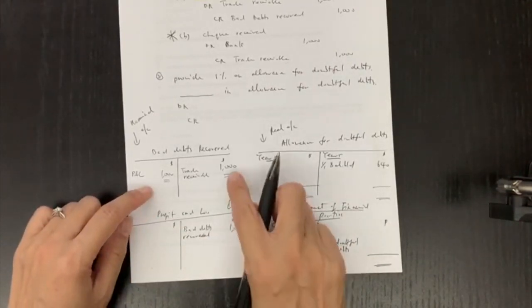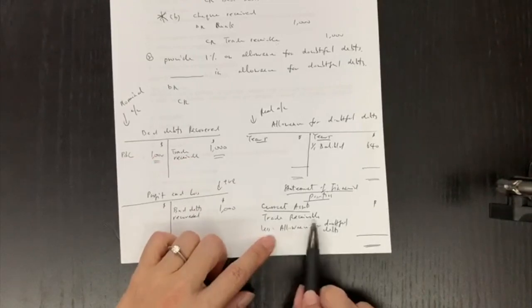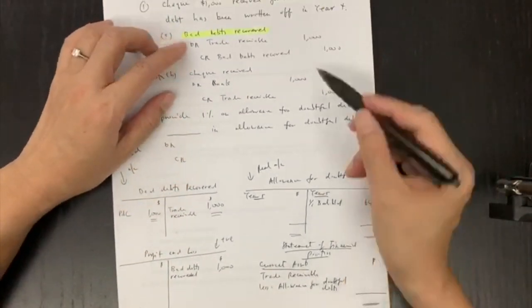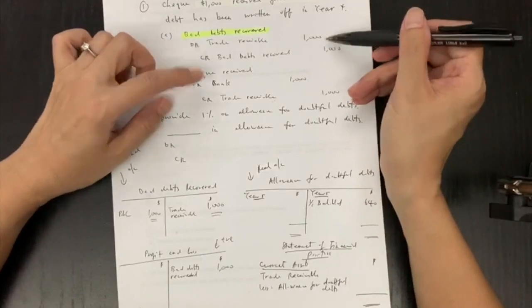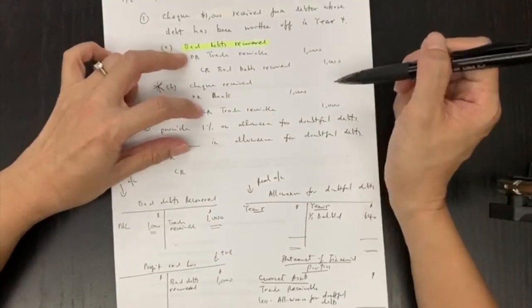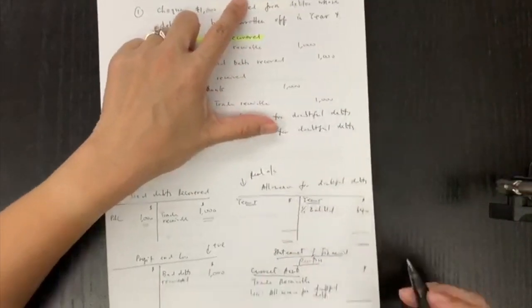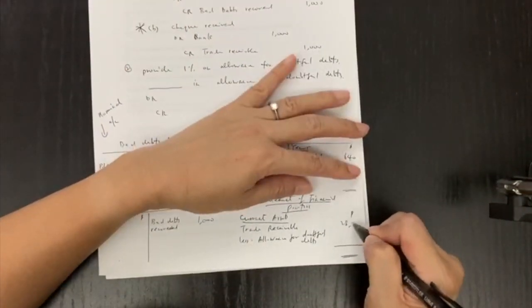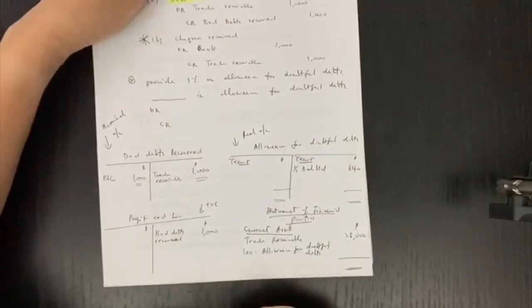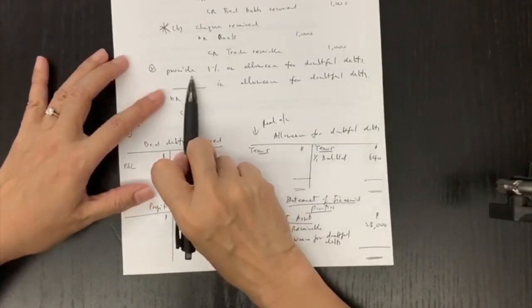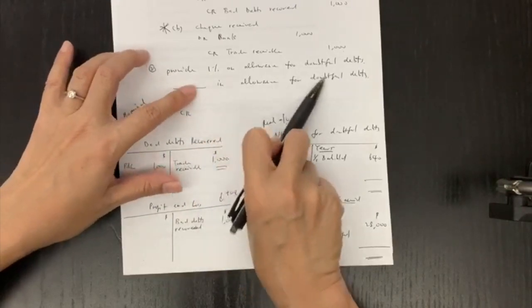Right. Okay, closed. And what about trade receivable? Bad debt recovered has no effect on trade receivable because this is debit 1,000 and credit 1,000. So what I put for trade receivable in the statement of financial position, I just put 28. So here I have my 28,000.